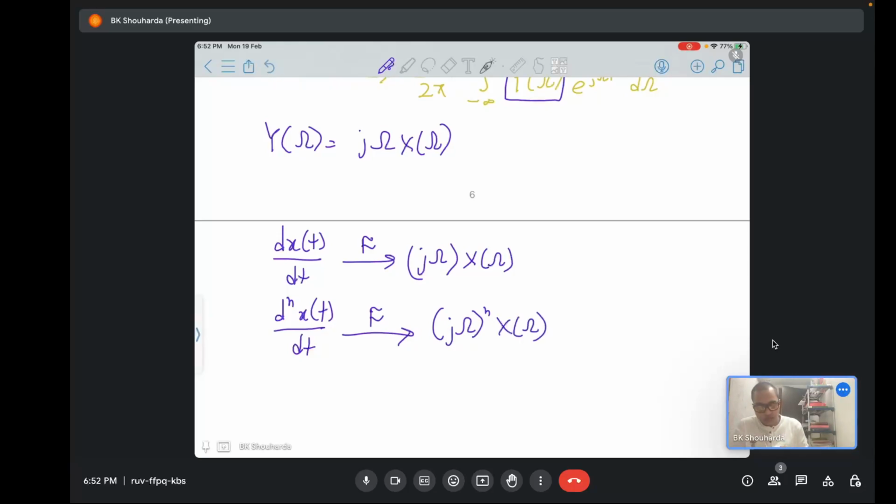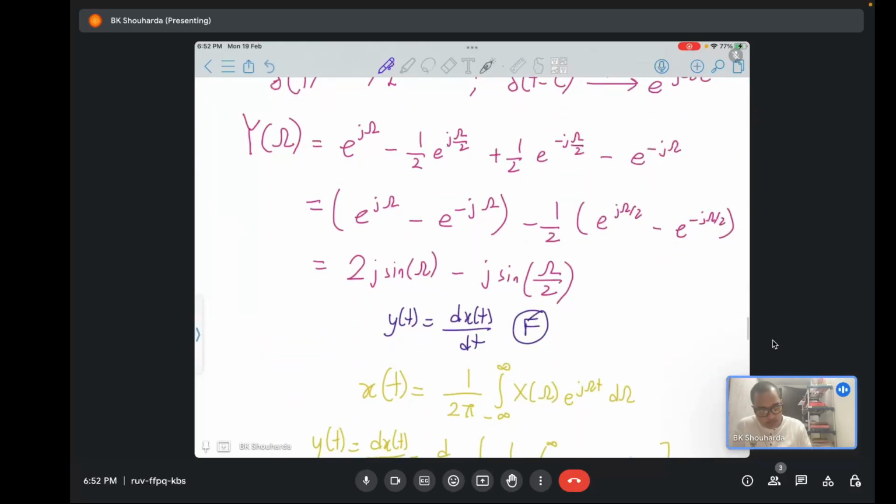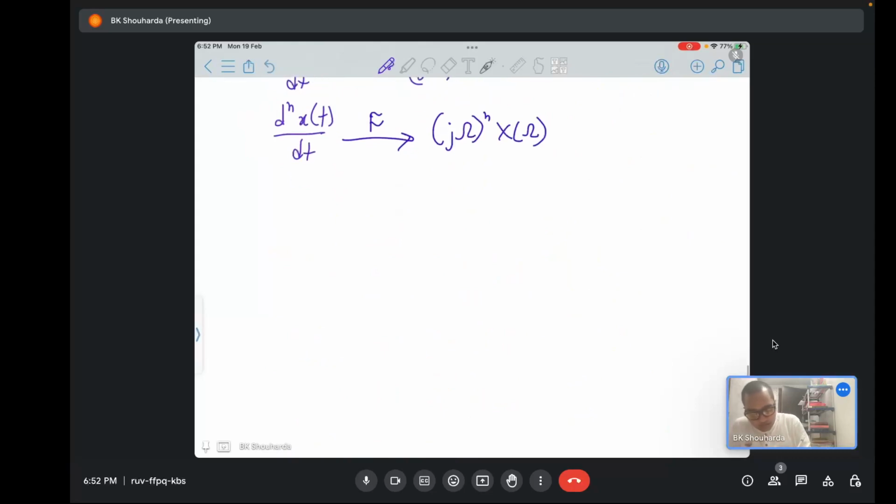Alright. So what was our Y of omega? Our Y of omega was this thing, 2j sine omega minus j sine omega upon 2. Now y of t was equal to dx of t by dt. So what would that mean? Y of omega is j omega X of omega.